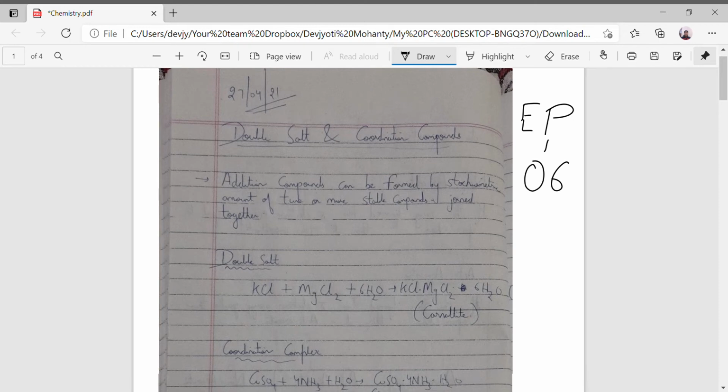So today we are at episode 4 of chemistry, in which we are going to learn about double salt and coordination compounds. So basically, addition compounds can be formed by stoichiometric amounts of two or more stable compounds joined together.